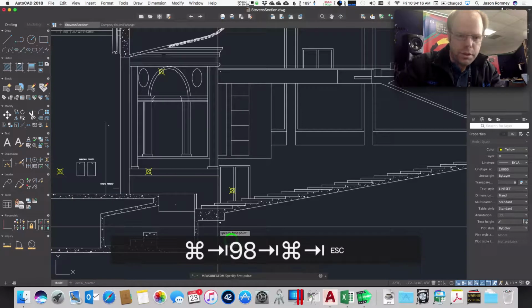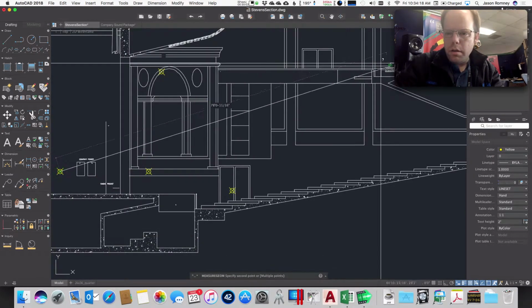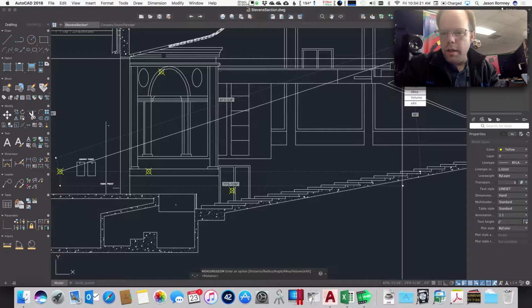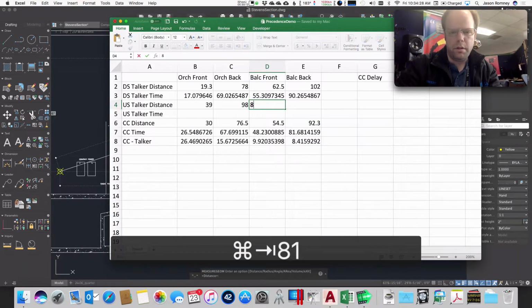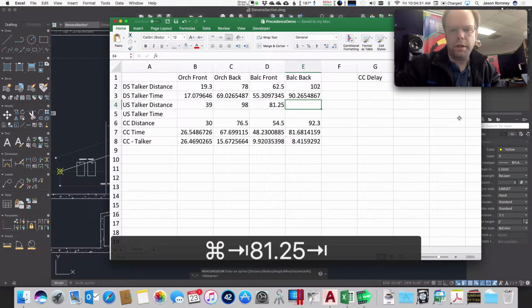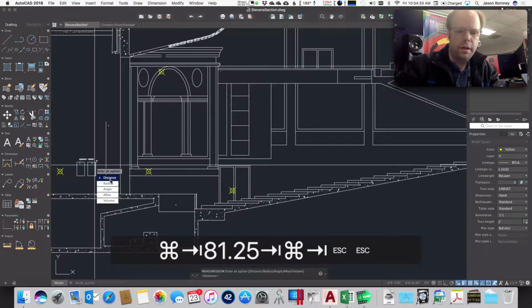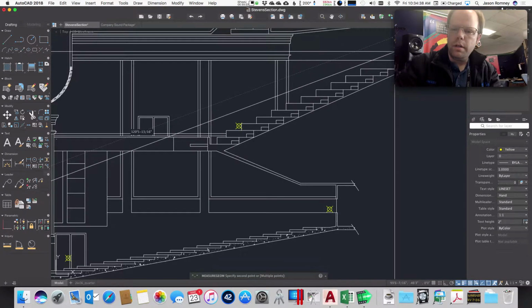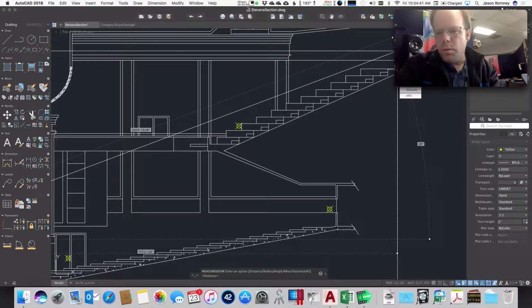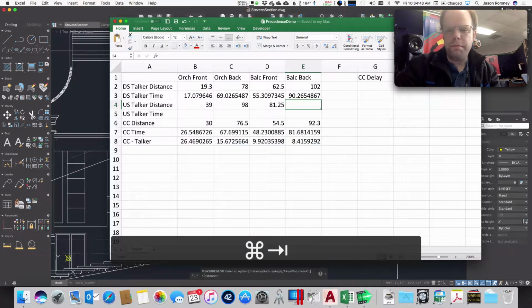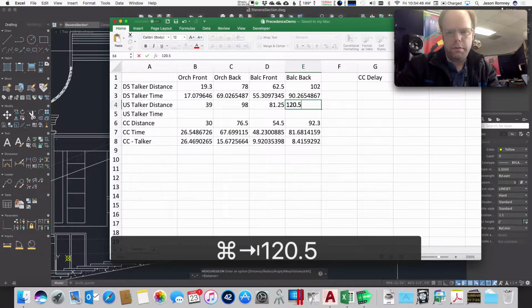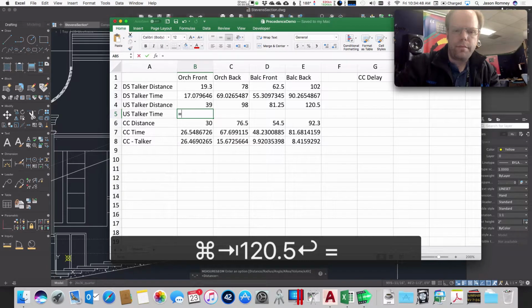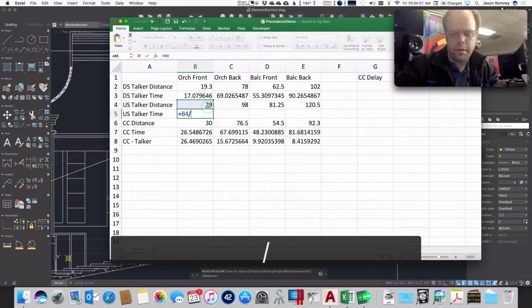And the upstage talker is 81.25 feet away from the front row balcony, and 120.5 feet away from the back row balcony. Let's convert that to time.